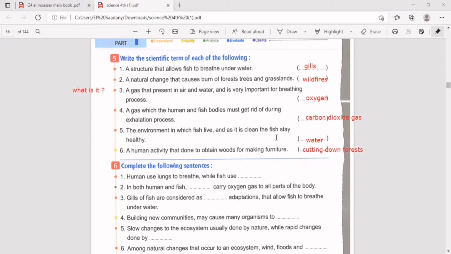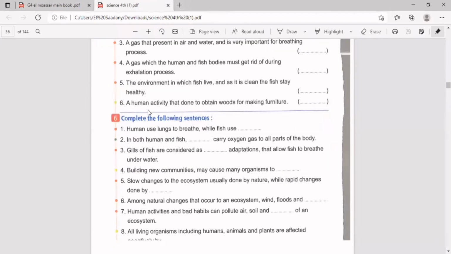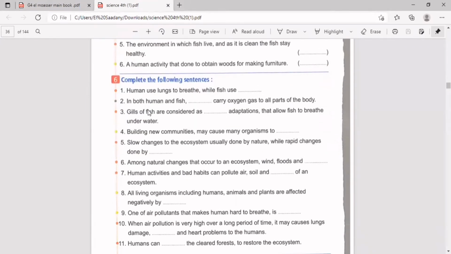Okay, so this is how we solve the question, write the scientific term. We ask ourselves, what is it? So let's move to the next question. Complete the following sentences.